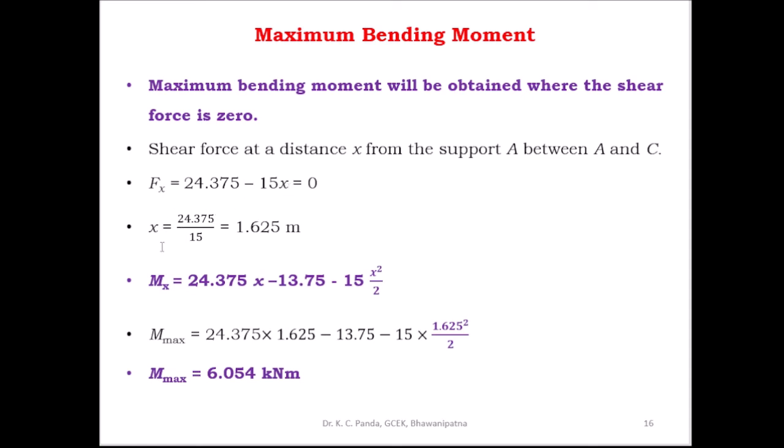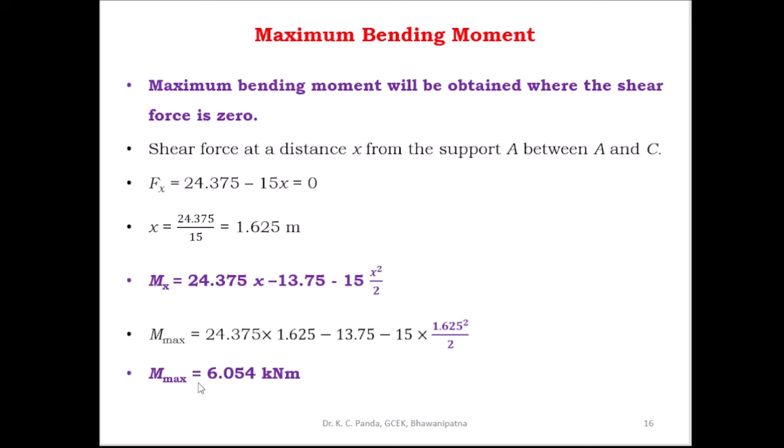Then you can find out the x value. X is equal to 1.625 meter. So at a distance 1.625 meter from the support A, you will get the maximum bending moment. So you know Mx is equal to this one. Already you know Mx is equal to 24.375x minus 13.75 minus 15x square by 2. Then by putting this x value, you get the maximum moment.